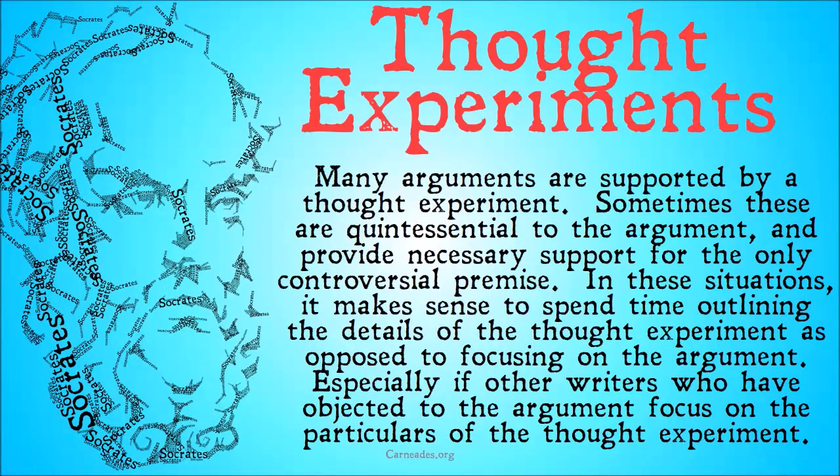especially if that's where your objections or the objections of other philosophers are going to be pointed at. If other writers who have objected to the argument focus on the particulars of that thought experiment, it's especially important for you to accurately outline it. But especially if it's long, be careful of quoting it directly. If you think it's important to get the author's exact words, that's one thing. But if you think you can summarize it in your own words, that definitely can be a positive.